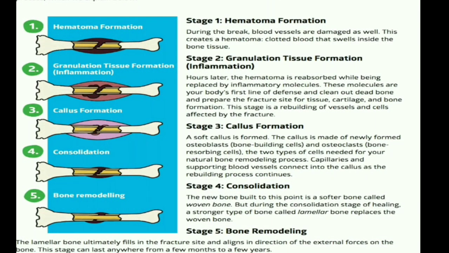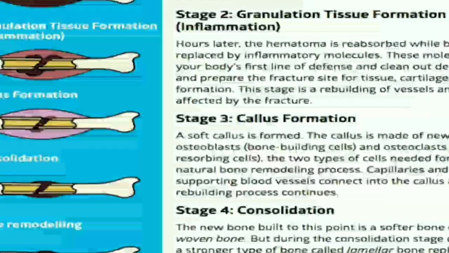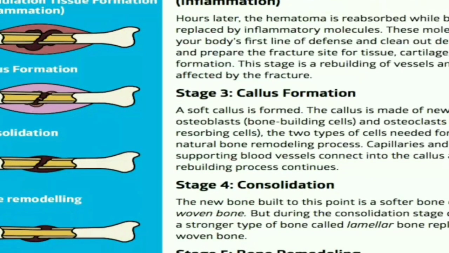And the fourth stage is consolidation. The new bone built to this point is a softer bone called woven bone. But during the consolidation stage of healing, a stronger type of bone called lamellar bone replaces the woven bone. Here you can see the image, consolidation.